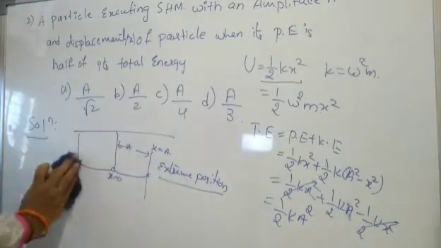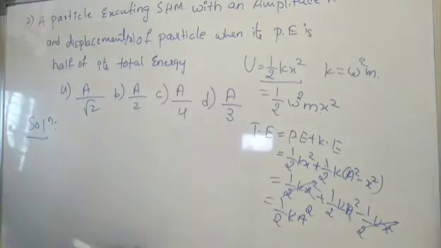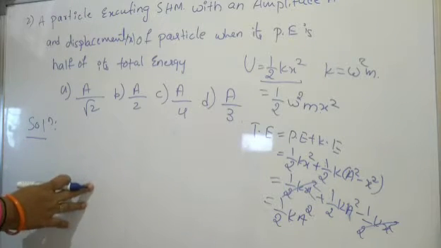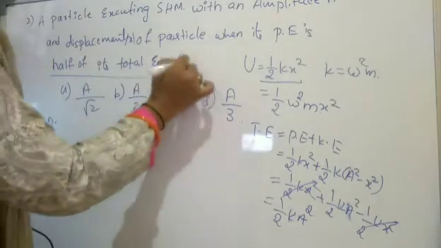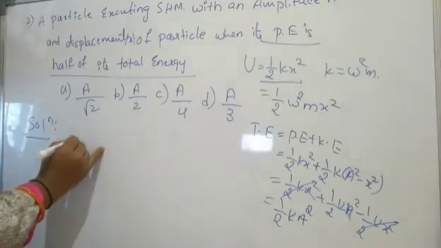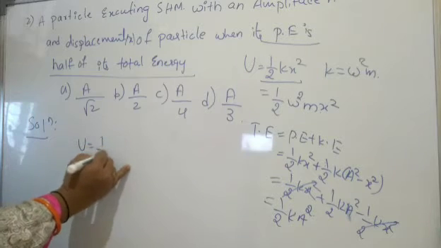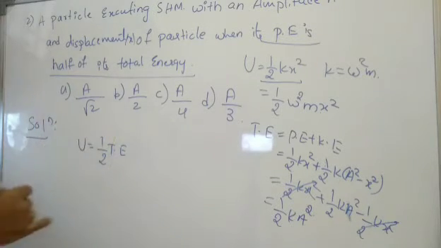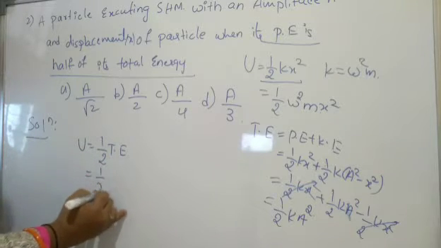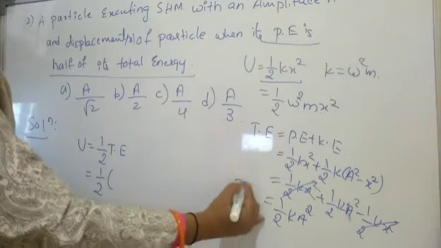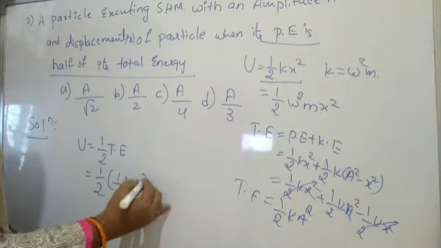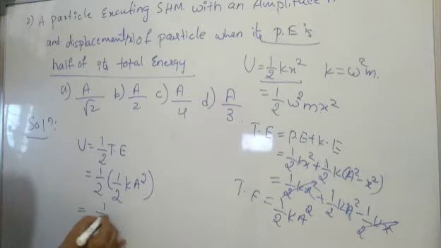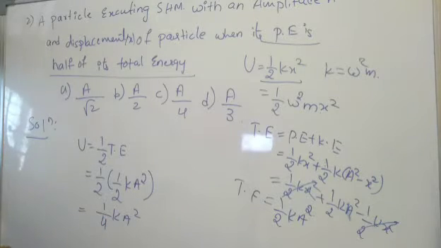Okay, now the total energy is how much? 1 by 2 k a square. But in the problem it is given that its potential energy is half of its total energy. This was the given, right? So what is half here? Total energy is 1 by 2 of k a square, right? So what will happen? 1 by 4 k a square it is, right?